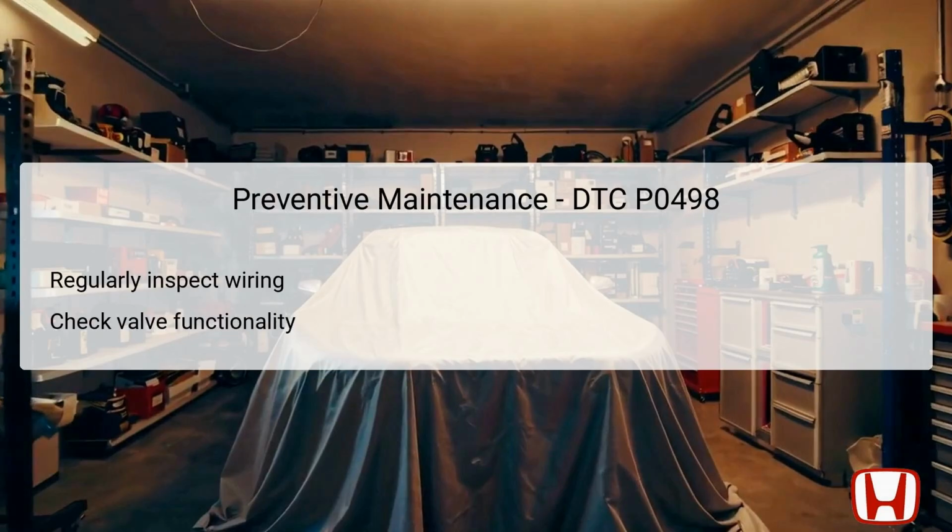To prevent issues related to DTC P0498 and maintain the efficiency of the vehicle's EVAP system, routine preventive maintenance is essential. Technicians should regularly inspect wiring and connections related to the EVAP canister vent shut valve. This includes checking for signs of wear, corrosion, or any physical damage that could lead to electrical failures. Additionally, periodically testing the functionality of the EVAP system components can help identify early indicators of potential failure.